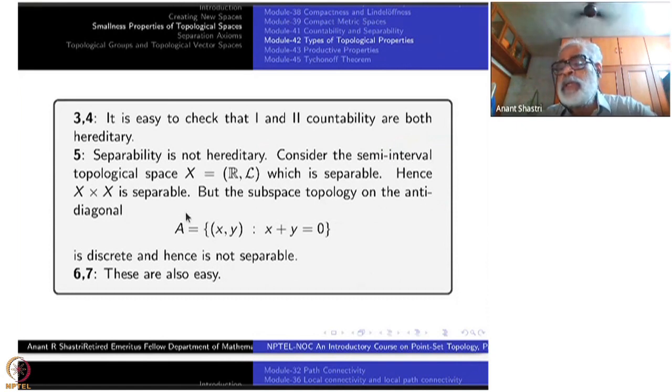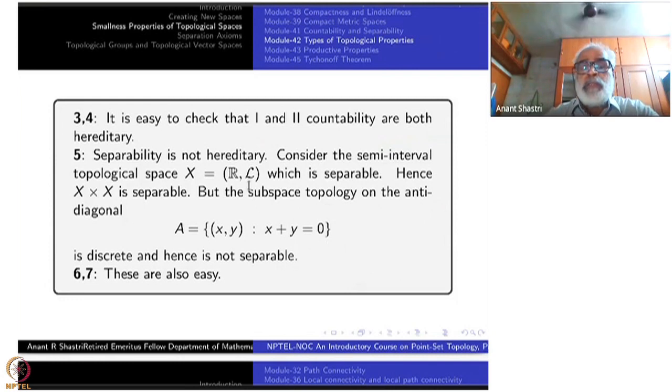Though this topology is larger than the usual topology, this is a dense subset. So this is separable. Once you have a dense set in X, say A is a dense set, A cross A will be dense inside X cross X. So X cross X is separable. But now I look for a nice subspace here, namely the anti-diagonal, the line given by x plus y equal to 0.